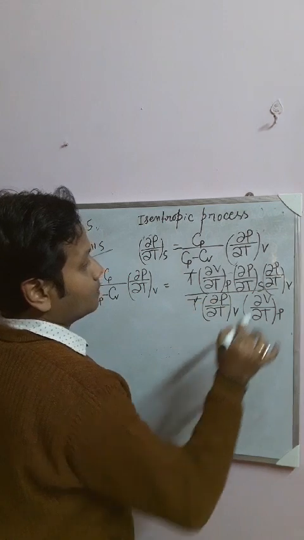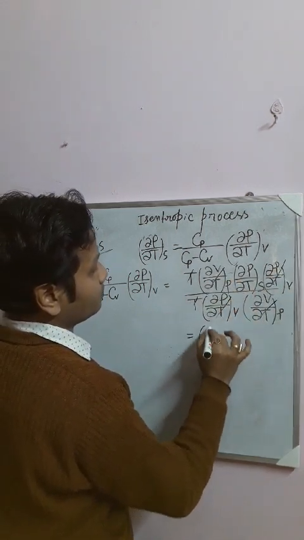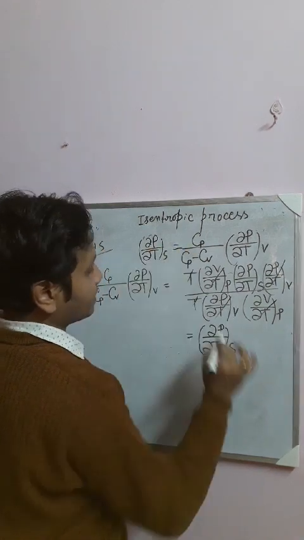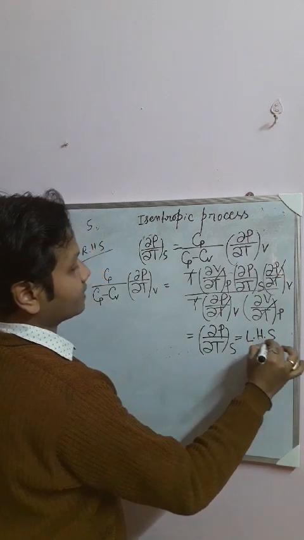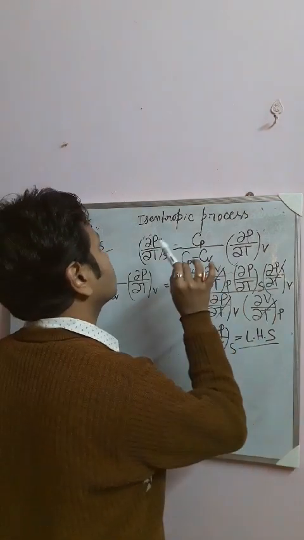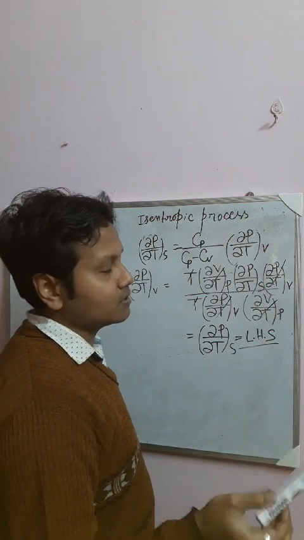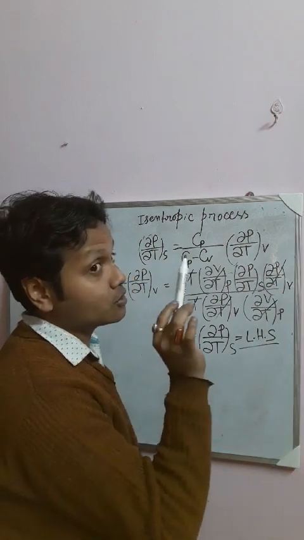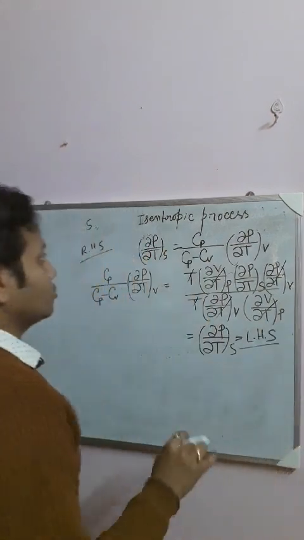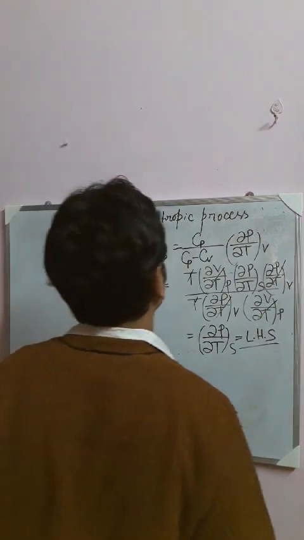T cancels, del P del T at constant volume cancels, del V del T at constant pressure cancels. So what will remain? Del P del T at constant S. Thus you see the left hand side is equal to the right hand side. So this is also an easy problem. Whenever you are asked to do anything using an isentropic process, you always use the T dS equations, because in an isentropic process dS is 0. So remember, for an isentropic process you always use T dS equations.